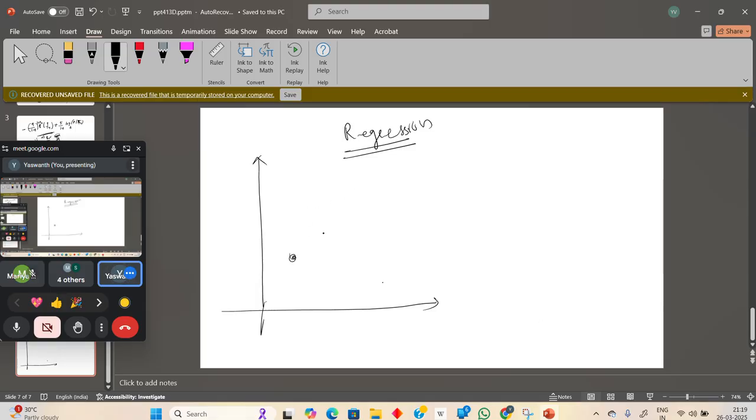Let us say these are the points of X and Y. These are the input features, and this is the output feature. Now my goal is to find the best fit line. Okay, so if I come up with this as the best fit line, let us say the equation is y = beta naught + beta 1 x1 + beta 2 x2, and so on.